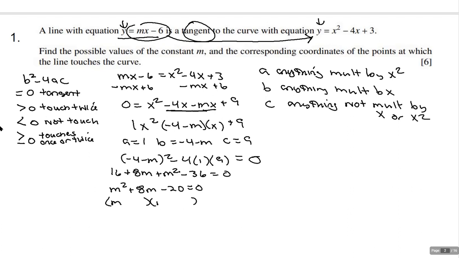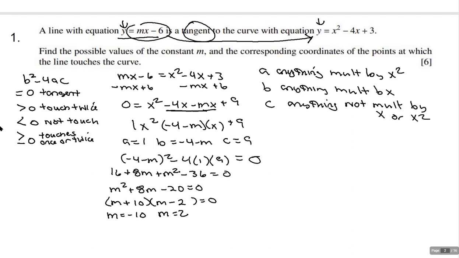And then all I've got to do is factor this, which is a pretty easy one to factor. I've got m and m, two numbers that multiply to get 20 and subtract to get 8. That's going to be 10 and 2. This has to be positive, this has to be negative, and again they equal 0. My m could be negative 10. My m could also be positive 2.